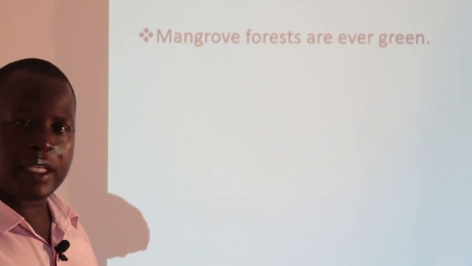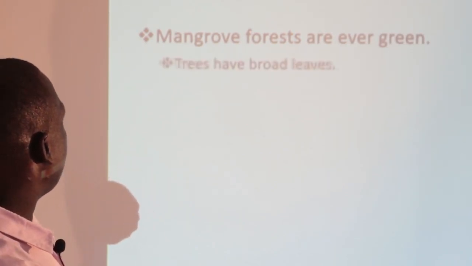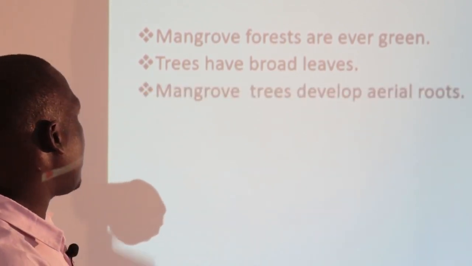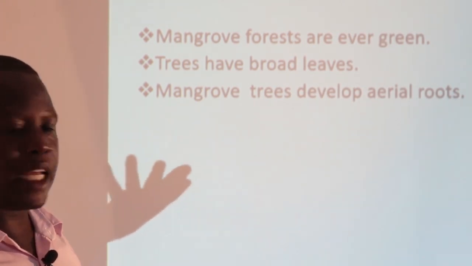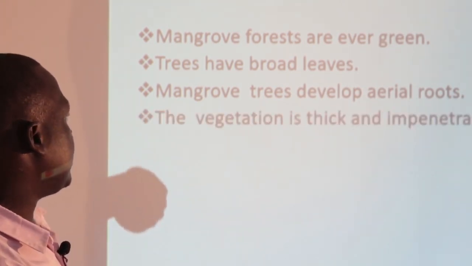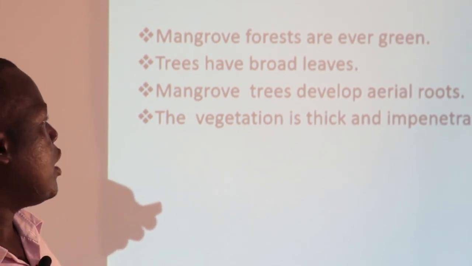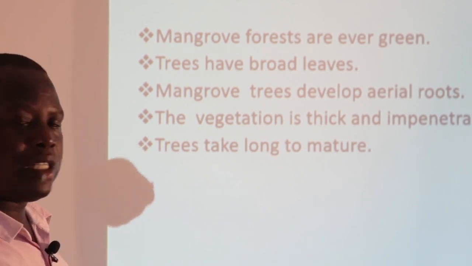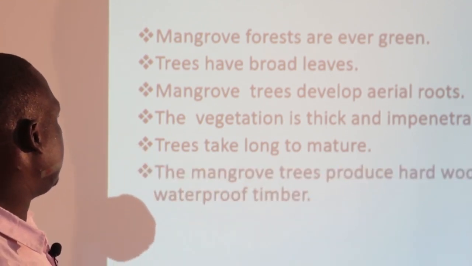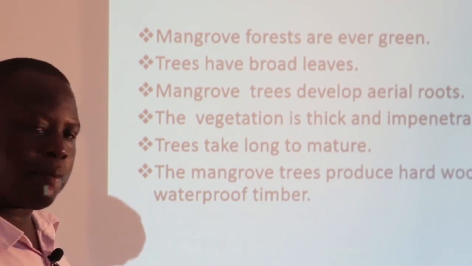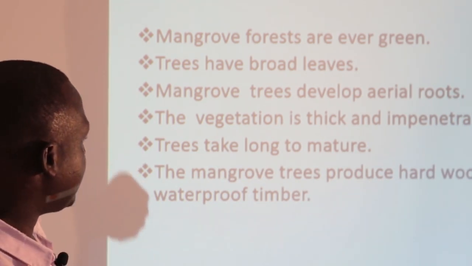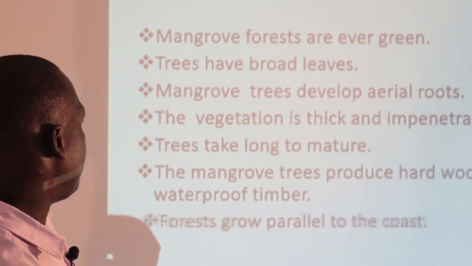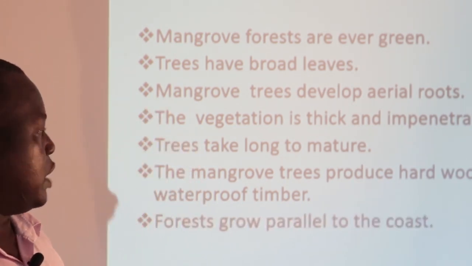Mangrove forests are evergreen. We also have trees having broad leaves, as you see. We also have mangrove trees developing aerial roots, as we saw in our diagram. And then the vegetation is thick and impenetrable, and mostly trees. We also say that the trees take long to mature, and the mangrove trees produce hardwood waterproof timber. And remember what I have just told you about this hardwood waterproof timber and the sectors that they can help to develop. Then forests grow parallel to the coast.